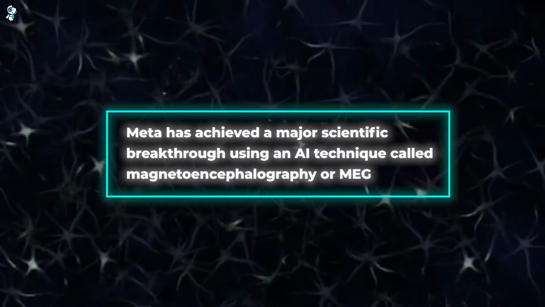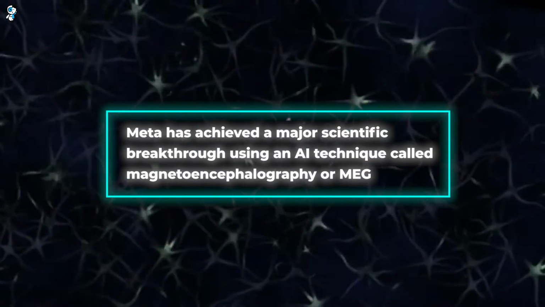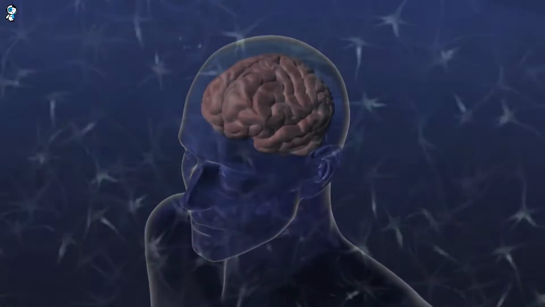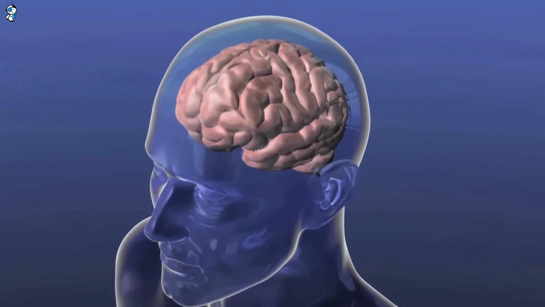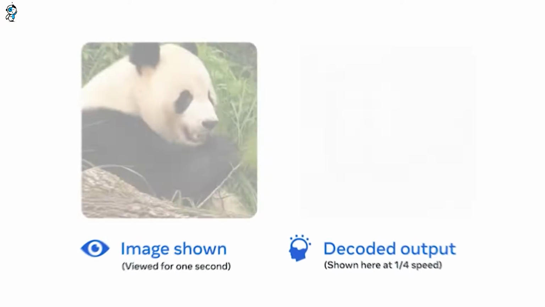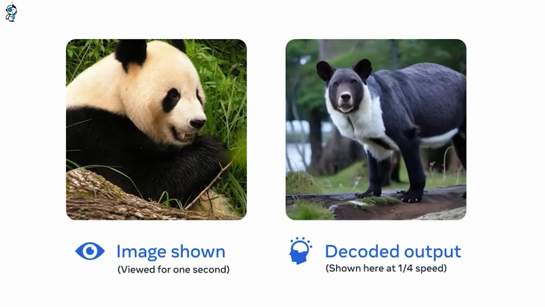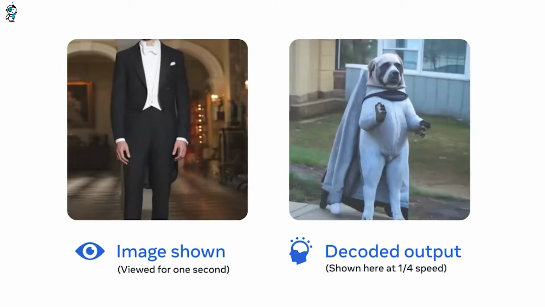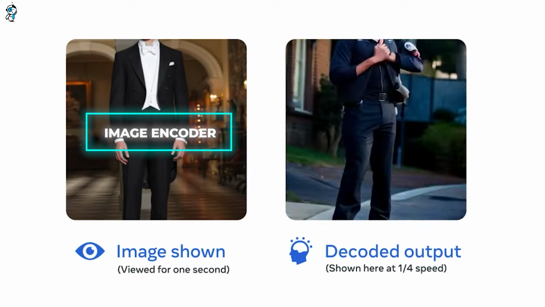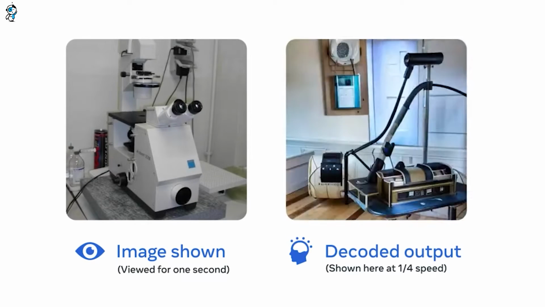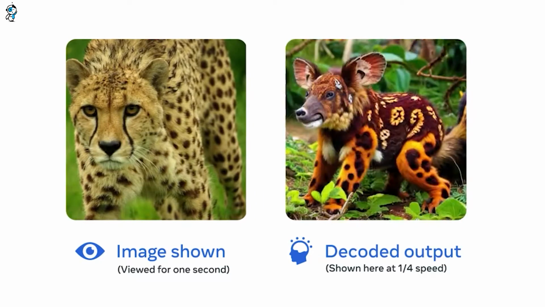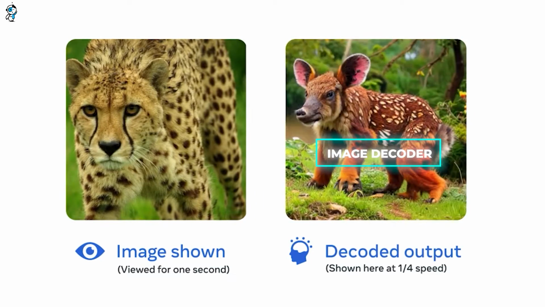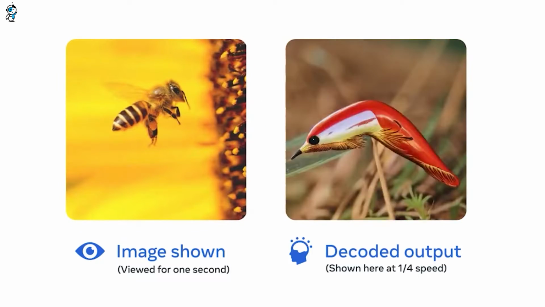in their heads. Meta has achieved a major scientific breakthrough using an AI technique called magnetoencephalography, or MEG. This system can decode visual representations in the brain with incredible speed and detail. Here's how it works. The AI system uses a three-part architecture. First, it has an image encoder that builds rich representations of an image. Then a brain encoder aligns the MEG signals from the brain to these image embeddings. Finally, an image decoder reconstructs the original image just from the brain signals.